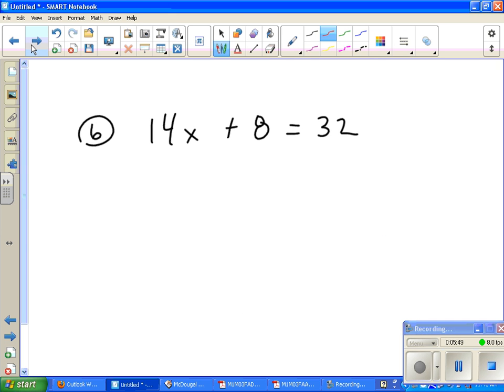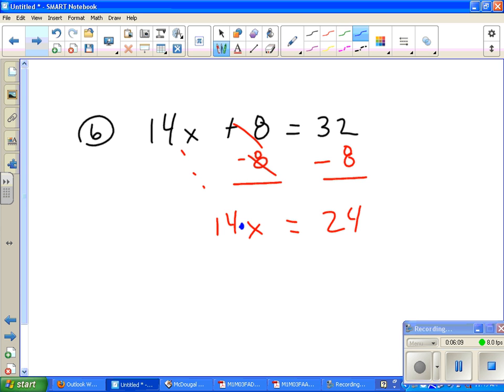Number 6 says 14x plus 8 equals 32. Do the inverse of plus 8, which means to subtract 8. You'll cancel it out. You do it on one side, you got to do it on the other side. What you're left with on the left is 14x equals 24, or 14 times x equals 24.